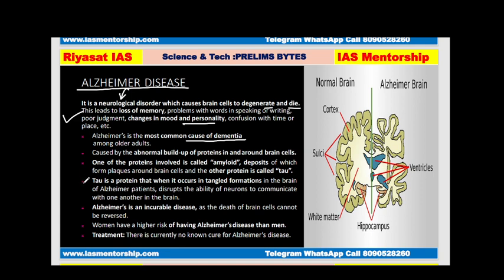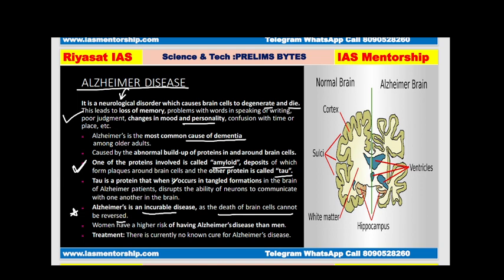This is also important: one of the proteins involved in this disease is amyloid, which forms a plaque around the brain cell, and the other protein is tau. It can be asked which disease the amyloid and tau proteins, recently in the news, belong to. So you need to know this. Also, this is an incurable disease as the death of brain cells cannot be reversed. We cannot reverse brain cells that have died.